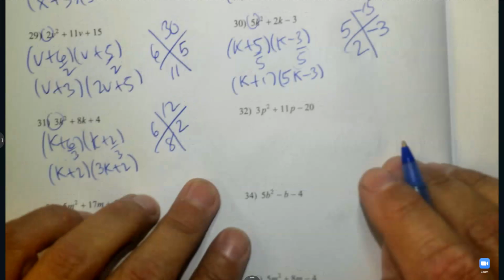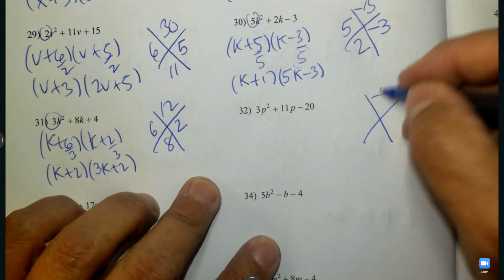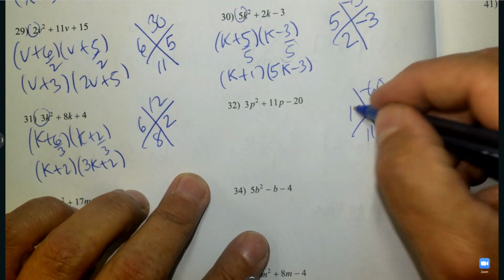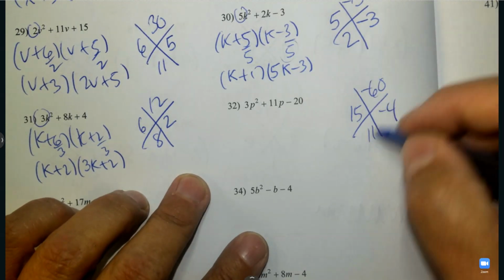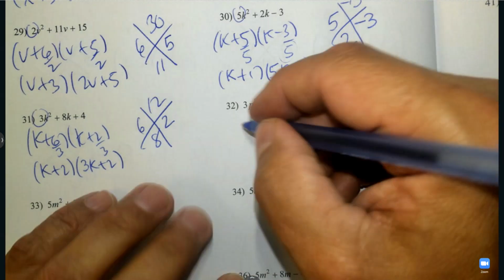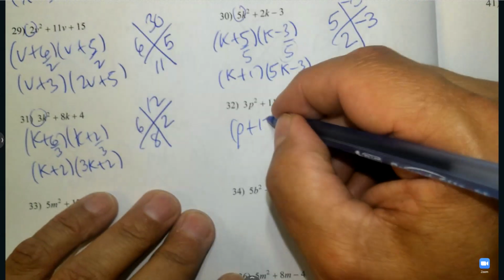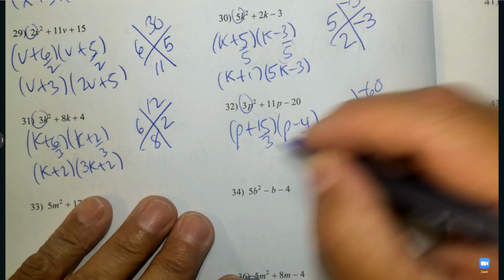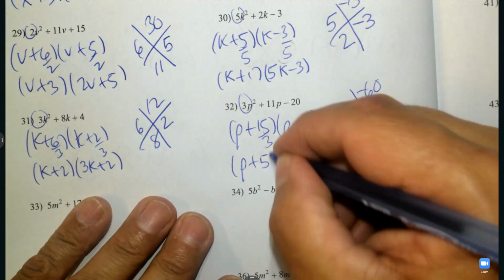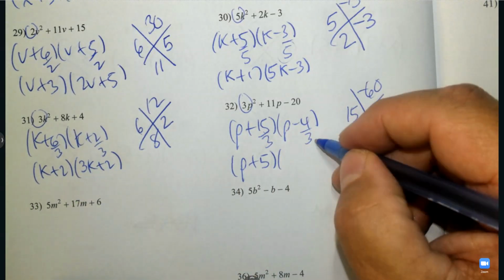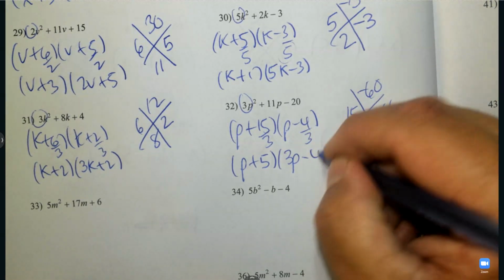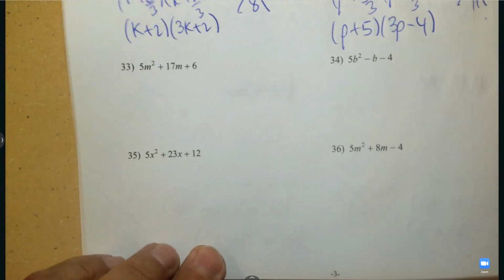3 times negative 20 and 11. So that's 15 and negative 4. Multiply to negative 60, add to 11. So I'm going to go 15 and negative 4. Divide by 3. 15 divided by 3 is 5. 4 divided by 3 is a fraction. Take the denominator, slide it in front. All right, press pause. Try number 33.